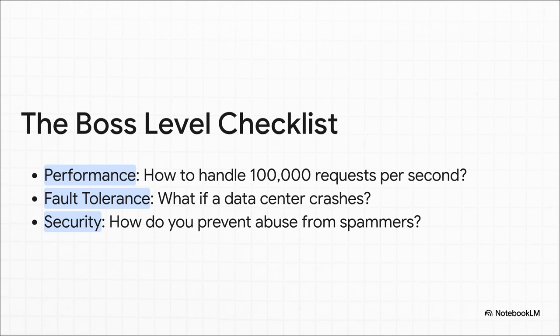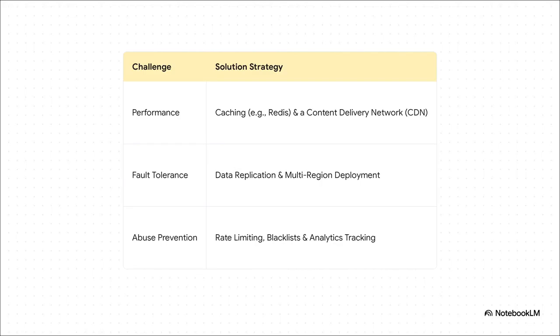First, performance. How do you handle 100,000 requests every single second and make the redirection feel absolutely instantaneous to the user? Second, fault tolerance. Servers crash. It's a fact of life. What is your plan for when an entire data center just goes offline? And third, security. How are you going to stop spammers from using your service to create millions of links to spread malware and junk?